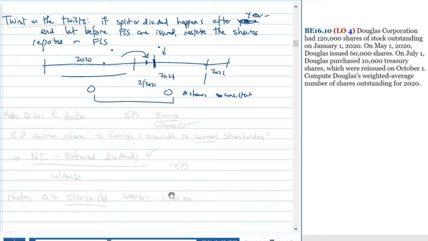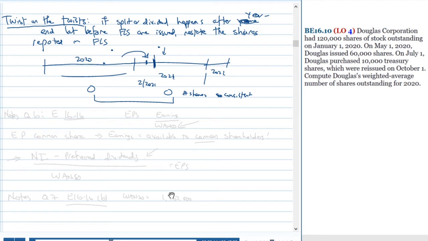All right, so that's the twist on the twist. Remember, the first twist is that you have to restate all shares prior to a stock split or dividend for that split or dividend. The second twist is that you have to restate multiple times if you have multiple splits or dividends. And the twist on the twist is you restate those for future stock splits that happened before you issue the financial statements.